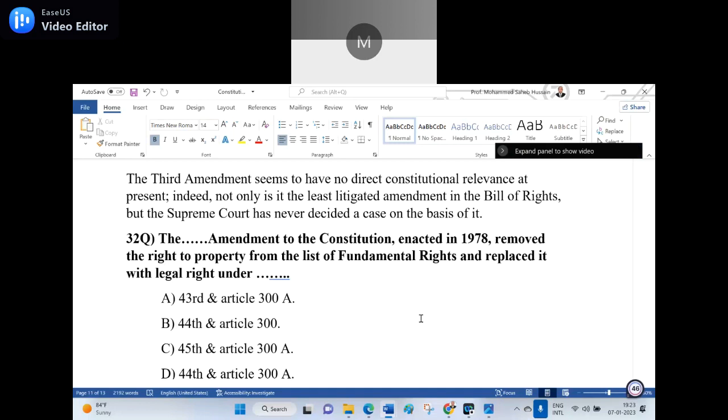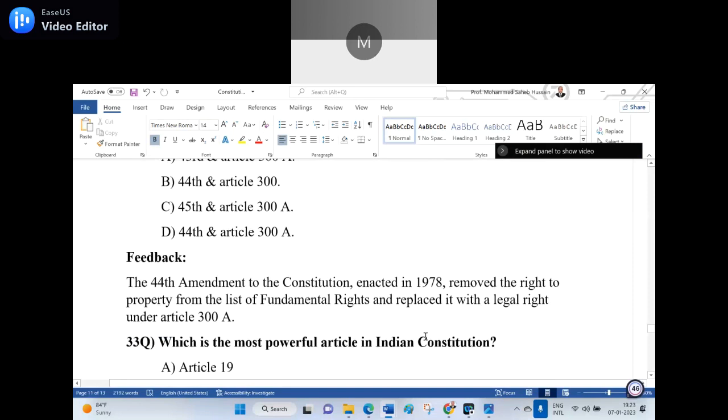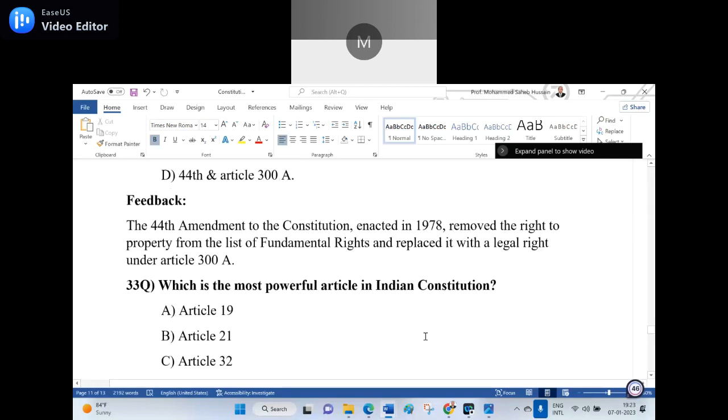Is it a constitutional remedy or a general right? Something like that. The 44th Amendment to the Constitution enacted in 1978 removed the right to property from the list of the fundamental rights and replaced it with a legal right under Article 300A. They may also ask, they removed it from the fundamental right and kept it as a dash right: statutory right, legal remedy right, or something like that. Supplementary question. Is it clear? Yes, sir.